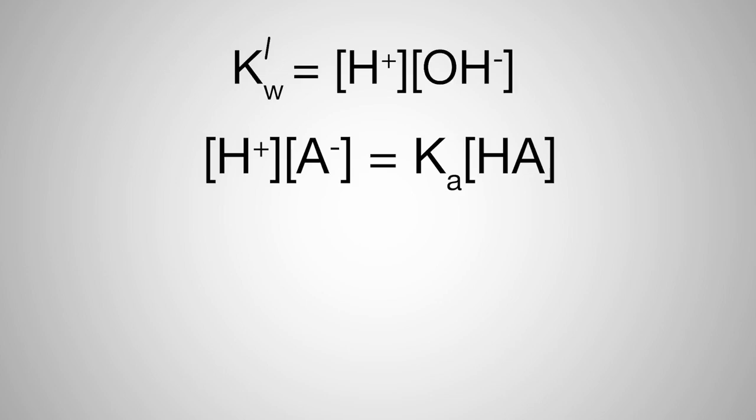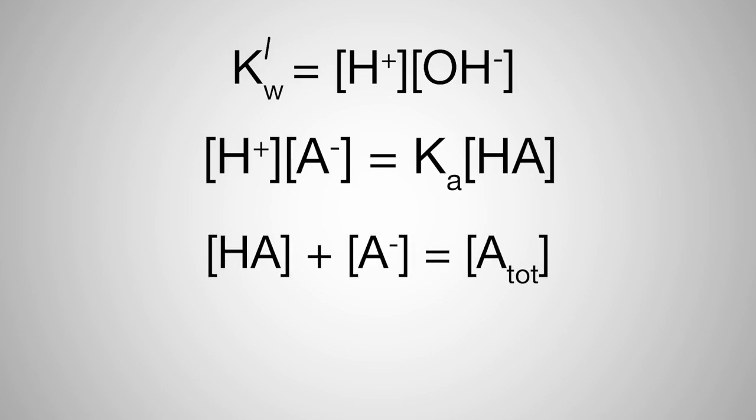And then we have A minus plus HA concentration is equal to the A total concentration, or A tot as we've called it here, which is simply a statement of conservation of mass, which indicates that the total amount of A, whether it is in the form of A minus or HA, must be constant and is called A tot. Thus, A total is the total amount of weak acid, such as plasma protein.